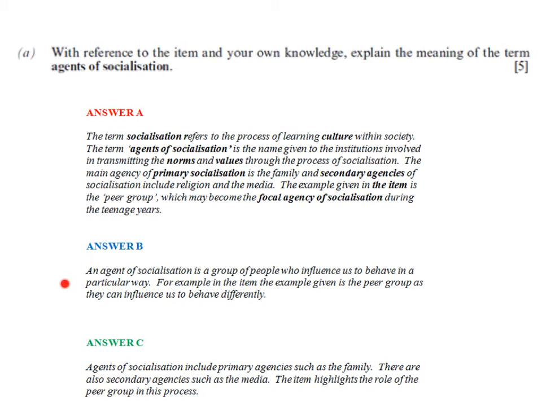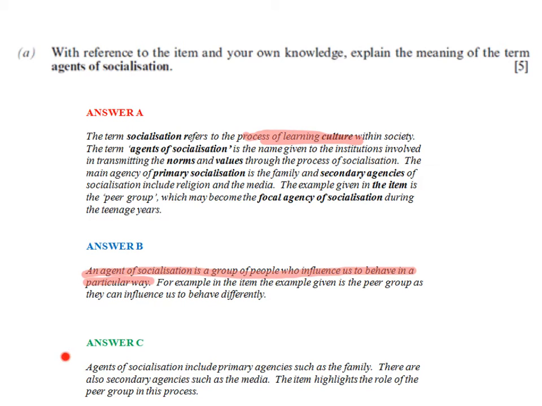Answer B is underdeveloped, it's too brief, and there are opportunities here to use sociological concepts. So if we look at the first sentence, for example, an agent of socialization is a group of people who influence us to behave in a particular way. That could be expressed in much more sociological language. Contrast that to answer A, where they talk about the process of learning culture. That sounds much more sophisticated.